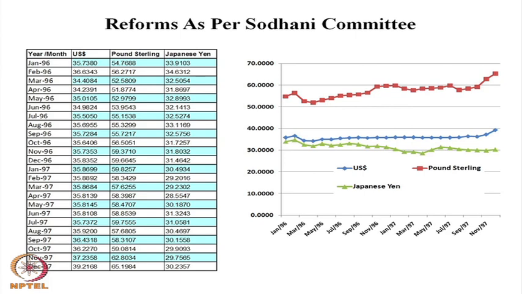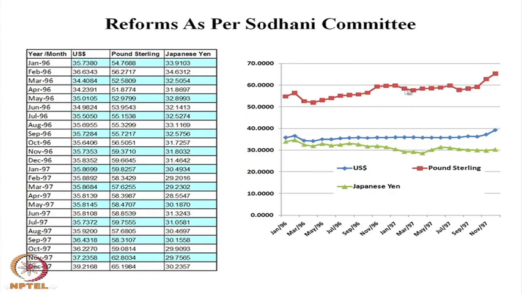If you see, I have given month-wise data from January 96 to December 97, two years of data, showing how the rupee has developed over the years because of the Sodhani committee. You see the rupee depreciated a little bit over the year, and remains stable. There is no significant depreciation against the dollar.